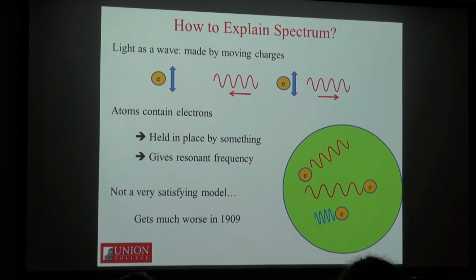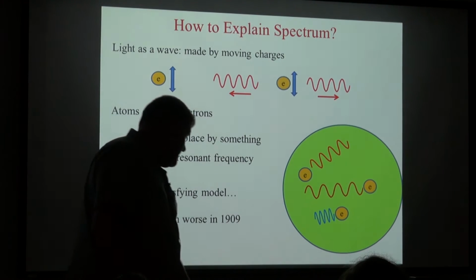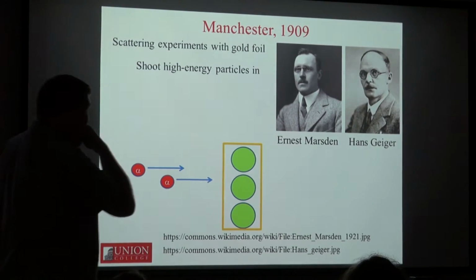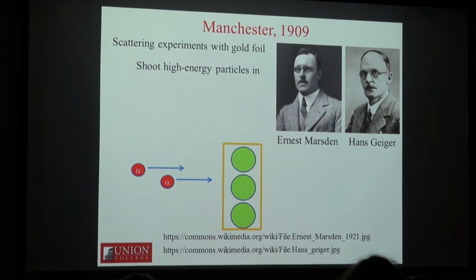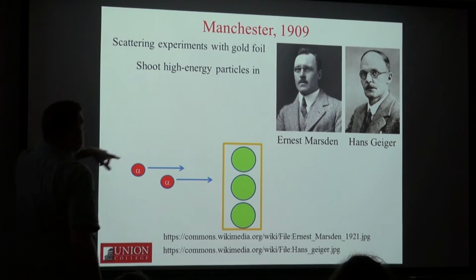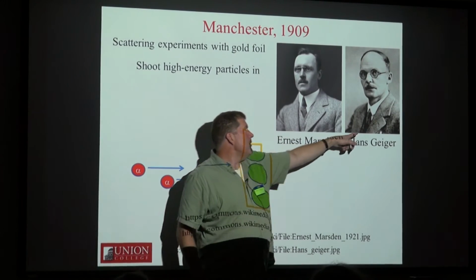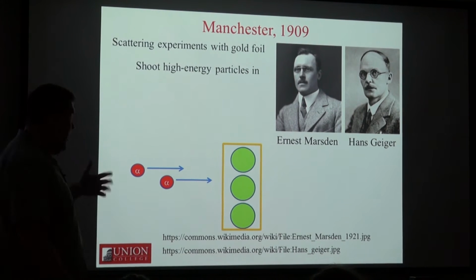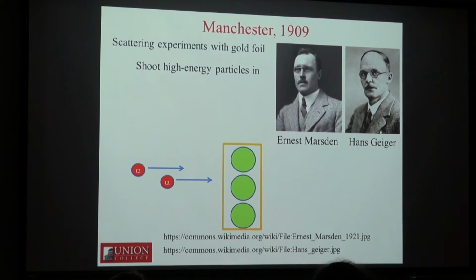Not a real satisfying model, and it gets a whole lot worse in 1909. And 1909 is the other experiment that I mentioned at the beginning. It's called Rutherford backscattering, but it was actually done by these two guys. So this is Ernest Marsden, who is from New Zealand, and this is Hans Geiger of Geiger counter fame. He later went on to invent the Geiger counter, but he started out working for Ernest Rutherford.